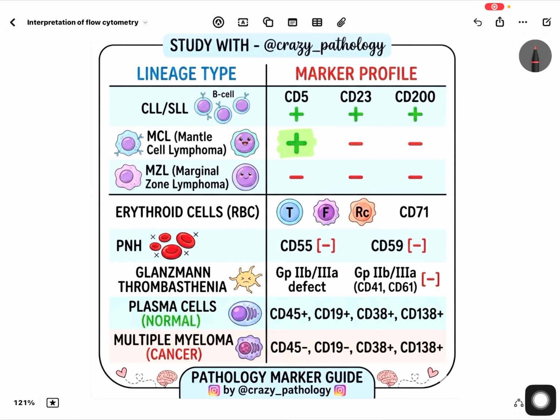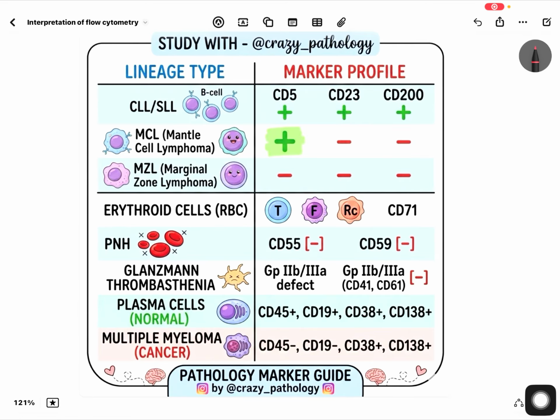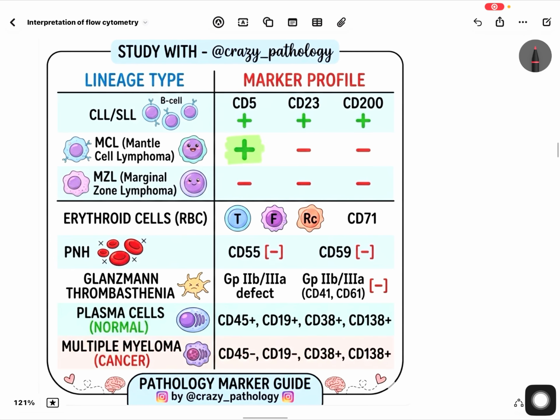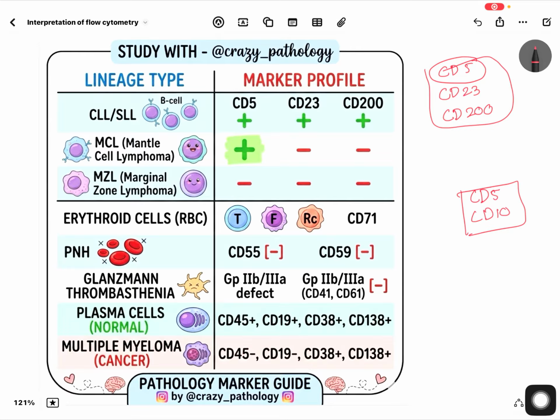Okay, so I'll give you a clue here where you will have to know three things. Okay, the first one is CD5 marker, CD23 marker, and CD200. Okay, so these are the cheat codes. This is type 1, and second is CD5, CD10. Okay, so these are the two cheat codes what I'm going to give you. Okay, if you find this pattern or this pattern, that will help you in diagnosing different types of lymphomas.